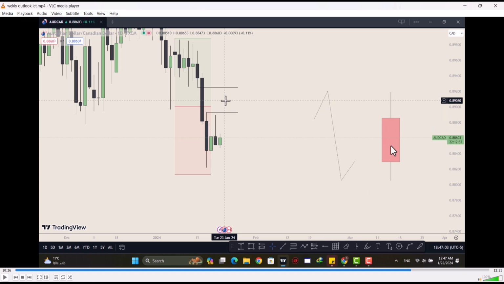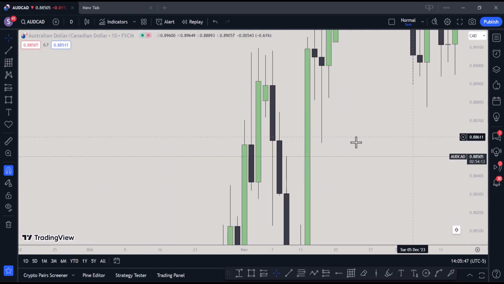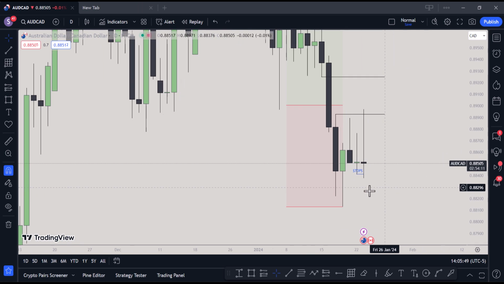So this is a weekly candle. Price by Monday trades higher, and Tuesday creates the high of the week, by Monday or Tuesday, into that fair value gap, taking this short-term high and then expanding lower. So if we go to the chart and go to the daily time frame, that is exactly what happened.